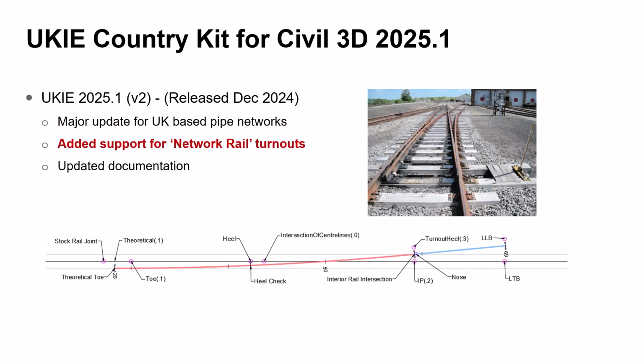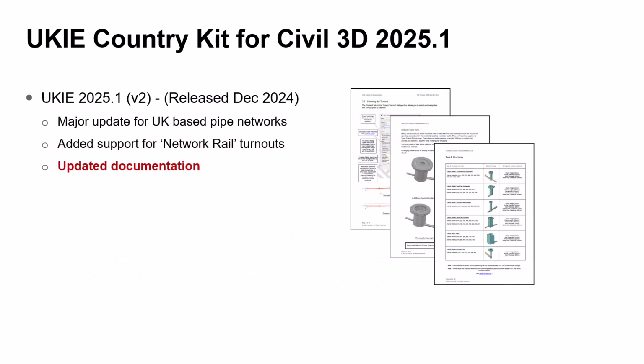Also new is support for Network Rail based turnouts, specifically NR60 Mark II. This ensures correct geometry is delivered to P-way designers as per the Network Rail specifications, specifically focusing on the diverted alignment. And I have, of course, updated the documentation so that anyone can look at the detail of what's been done on these 2 new editions.